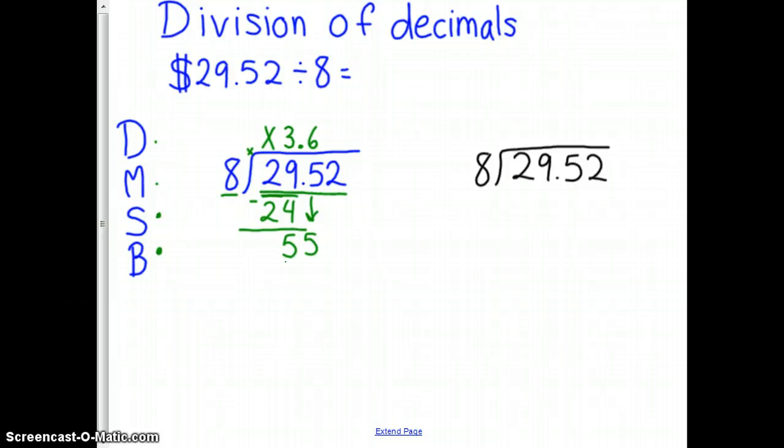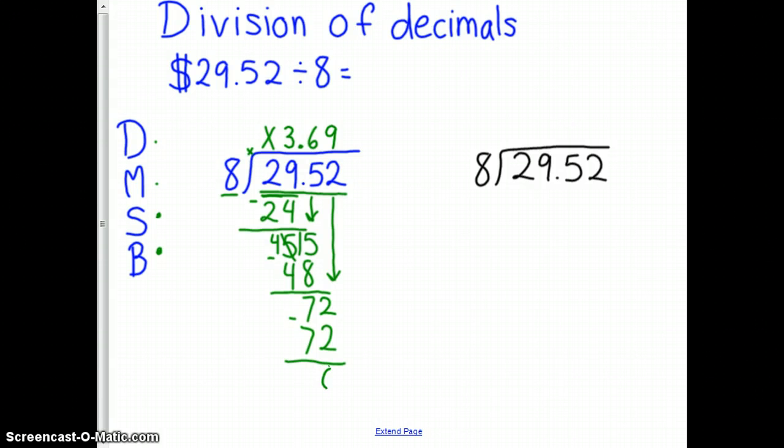6 times 8 is 48. And we subtract. Cannot do 5 minus 8, so I have to borrow from this 5 and bring the 10 over. 15 minus 8 is 7. My next step would be again to bring down. I bring down this 2. How many times does 8 fit into 72? Well, that's an 8's facts problem. It goes in there 9 times. 9 times 8 is 72. So I subtract and I get a 0 here. So my final quotient is 3.69, or in this case, $3.69.